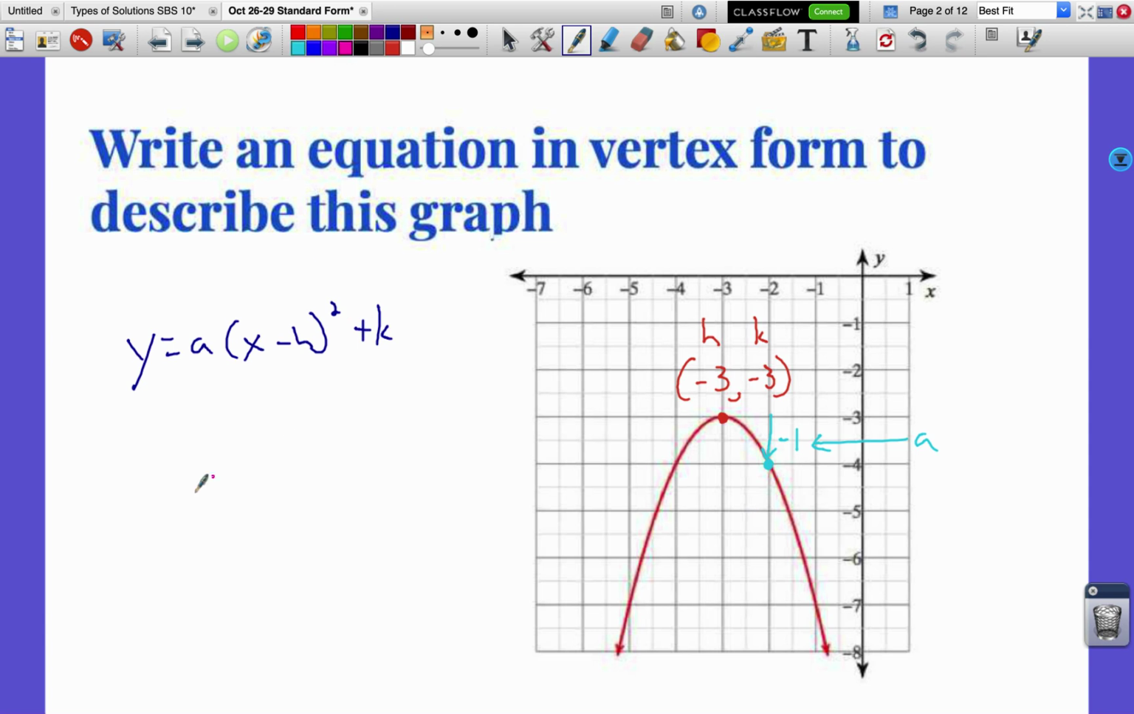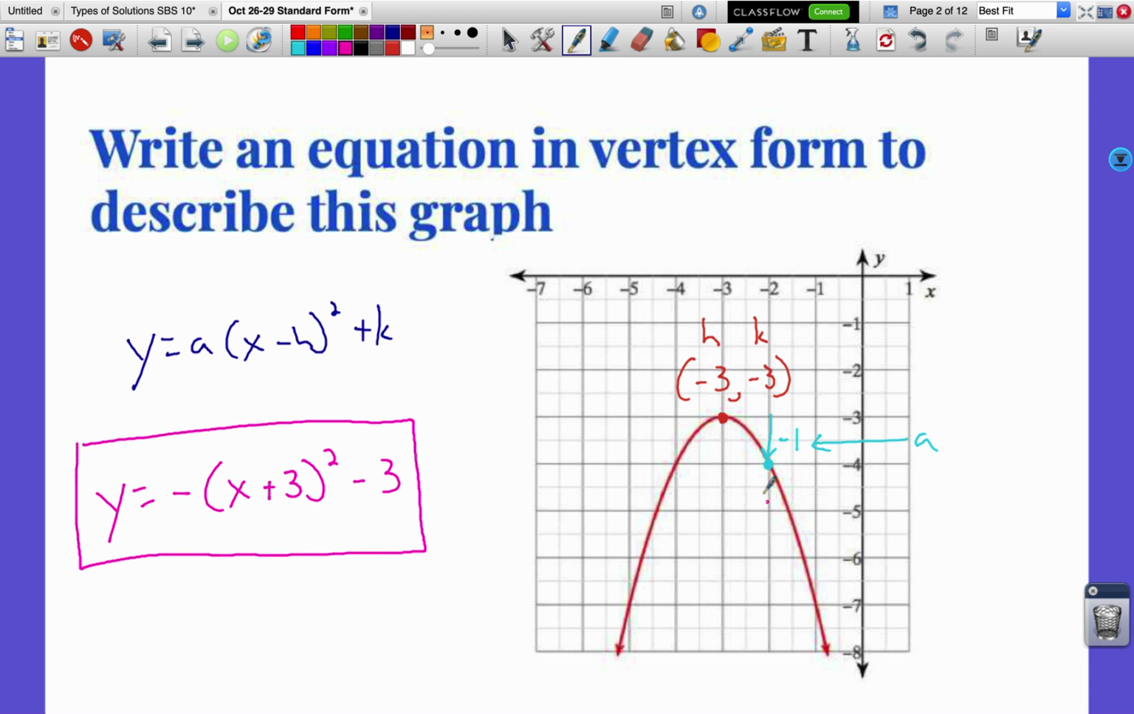So we plug that all in and we get y equals, I don't have to write the whole -1, I'll just write the negative. (x minus h), but it's minus a -3, so minus a negative becomes a +3, squared, and then plus a -3, I can just rewrite that as -3. And there is our equation right there. This equation, when graphed, will exactly recreate that red line.